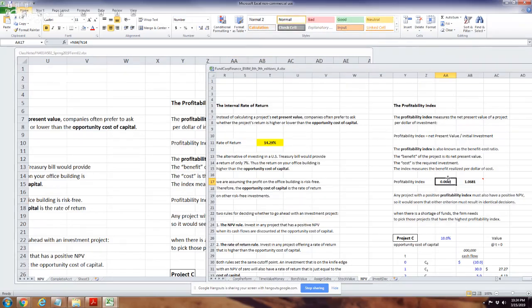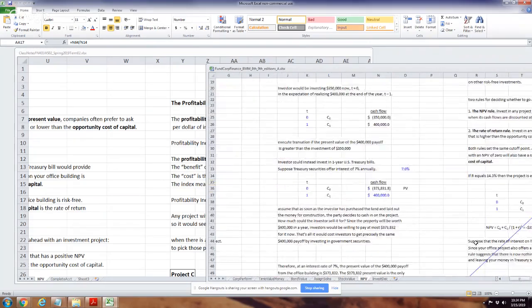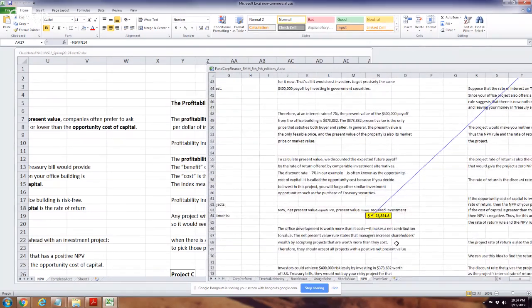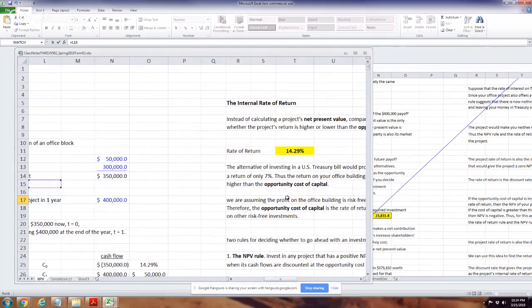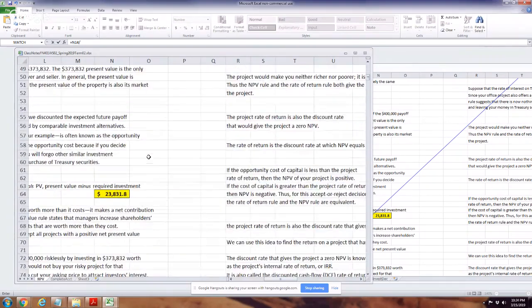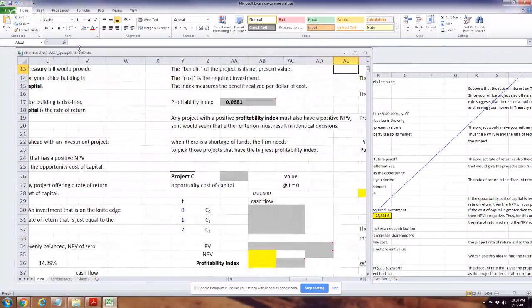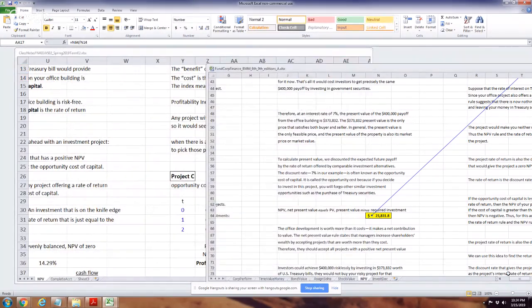Yeah, this has the 350. So this equals the initial investment divided by, no, pardon me, we're going to flip those. It's 64 over 14. Yeah, there it is. 0.68, 0.068.